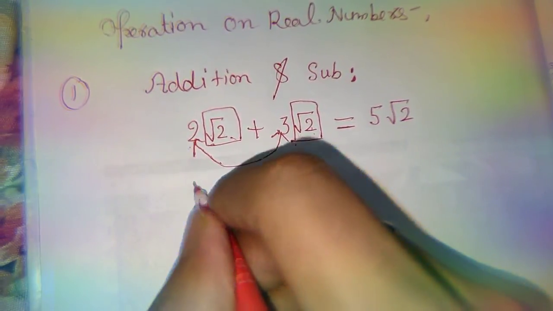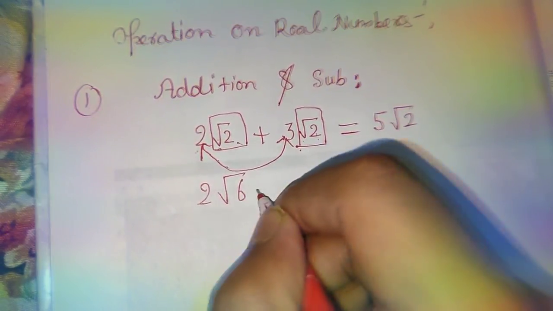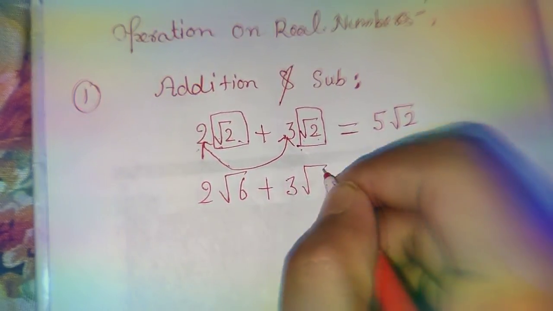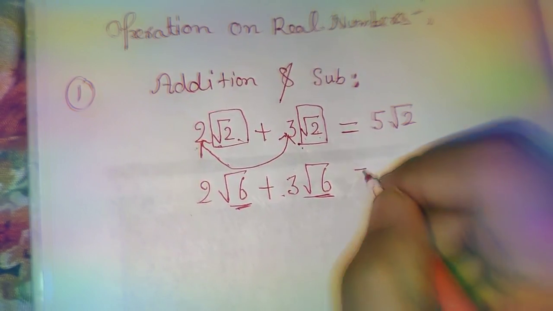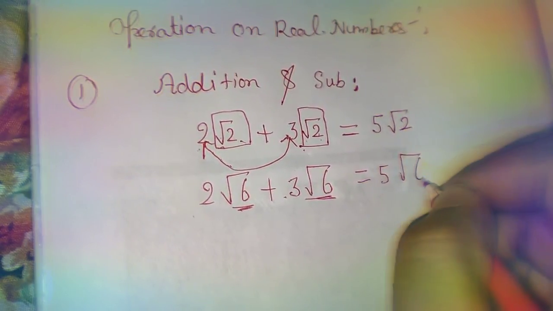One more example: suppose we take 2 under root 6 plus 3 under root 6. The same here, it will be 3 plus 2, 5 under root 6.